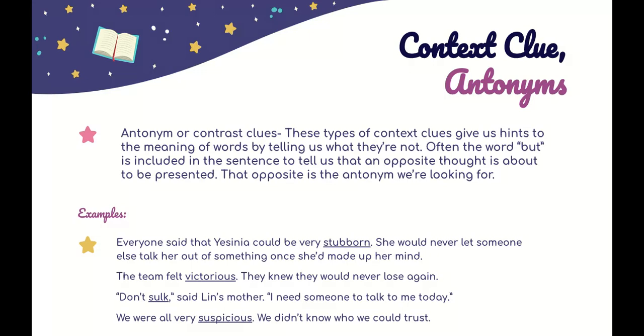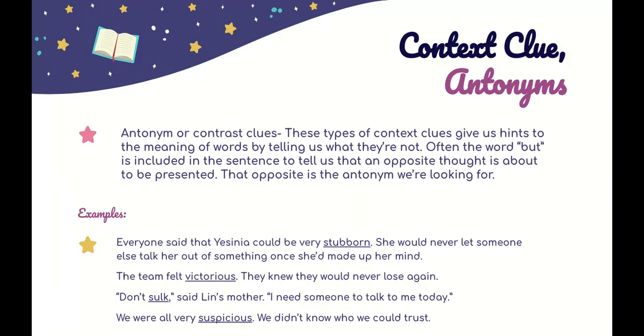Don't sulk, said Lynn's mother. I need someone to talk to me today. So sulk is a word that we're looking for the definition of. If her mother needs someone to talk to, maybe someone that sulks, the opposite would be someone that doesn't want to talk.